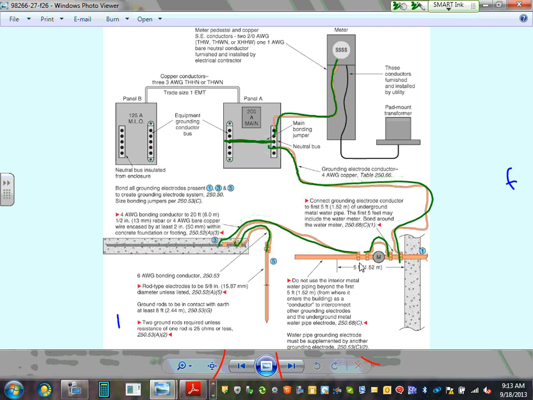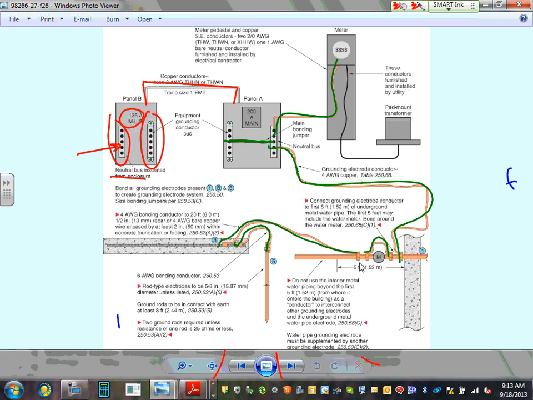The second panel, guys, I don't know if you can see here, you feed another feeder here. This is main lugs only. You do not bond the neutral to the ground. Can you guys see? This is the equipment ground conductor. This is my neutral bus, isolated in the second panel. In the second panel, not the main, the neutral must be isolated from the box. Can you guys see that? That neutral here is completely isolated from the box.